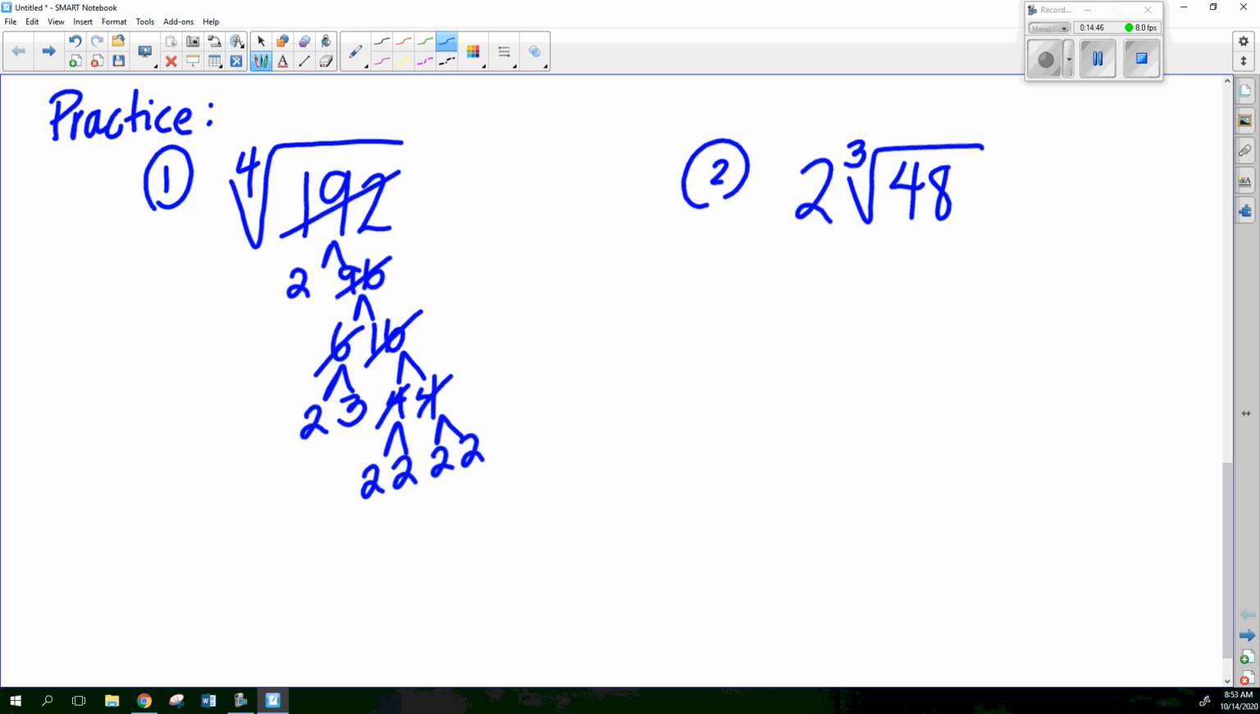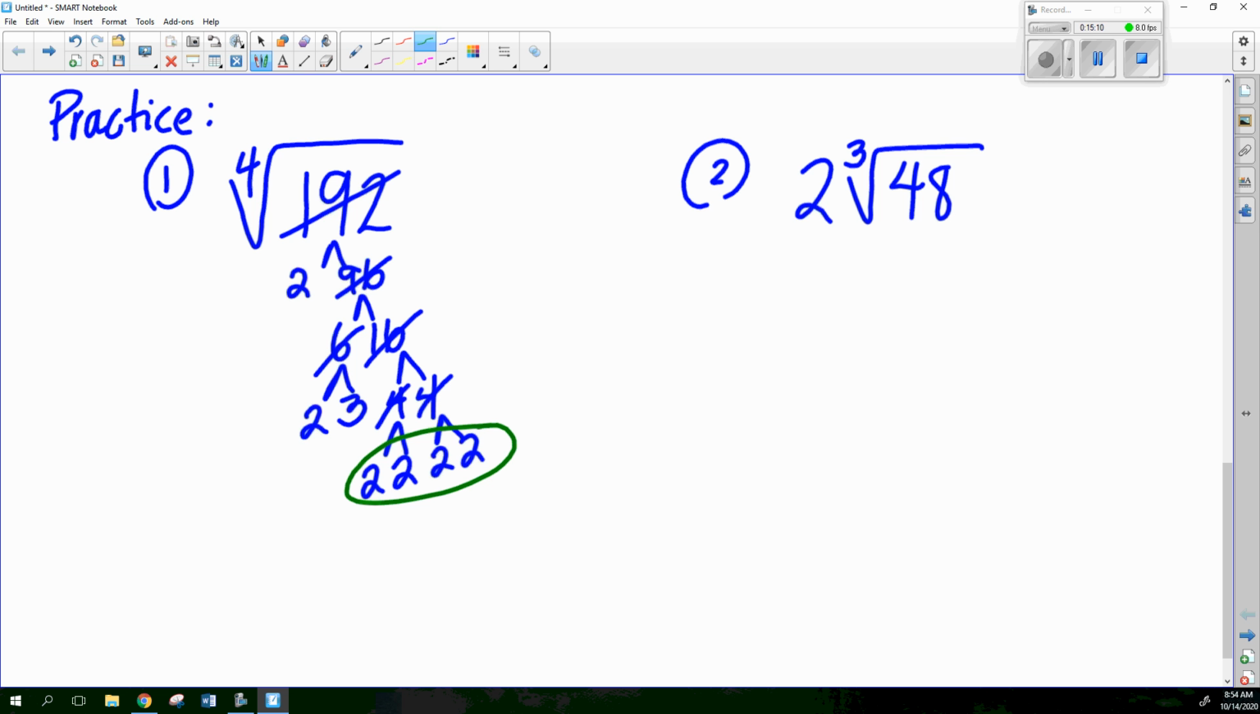Okay? All right, so this is a what root? What's the index? 4. So we are circling sets of 4 of a kind. All right, do you see 4 of any one number? Yeah, there's 4 2's right there.